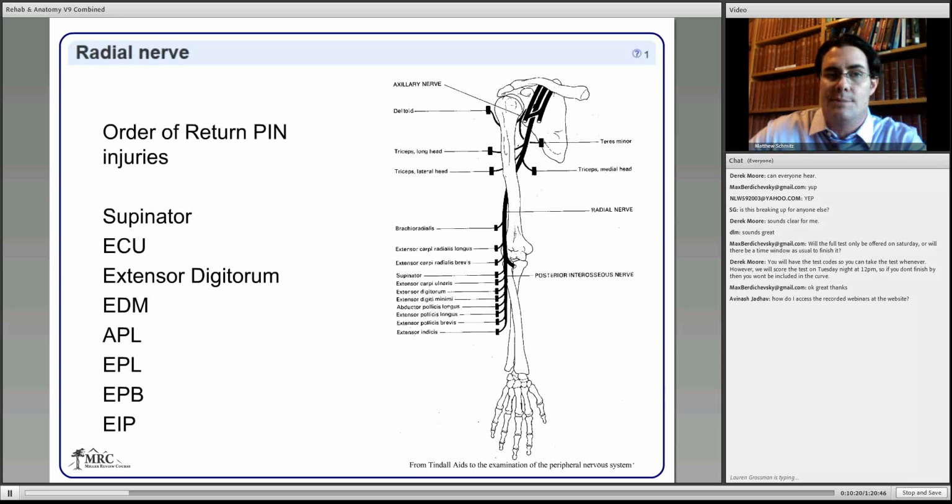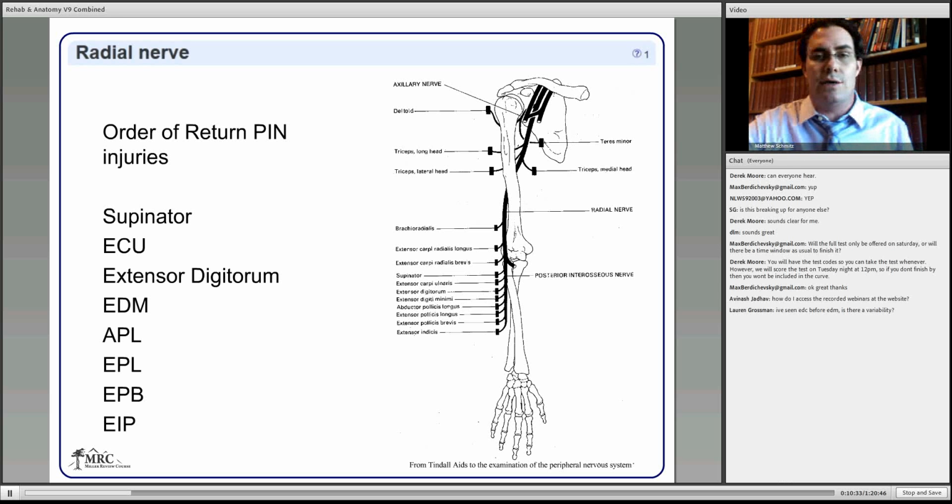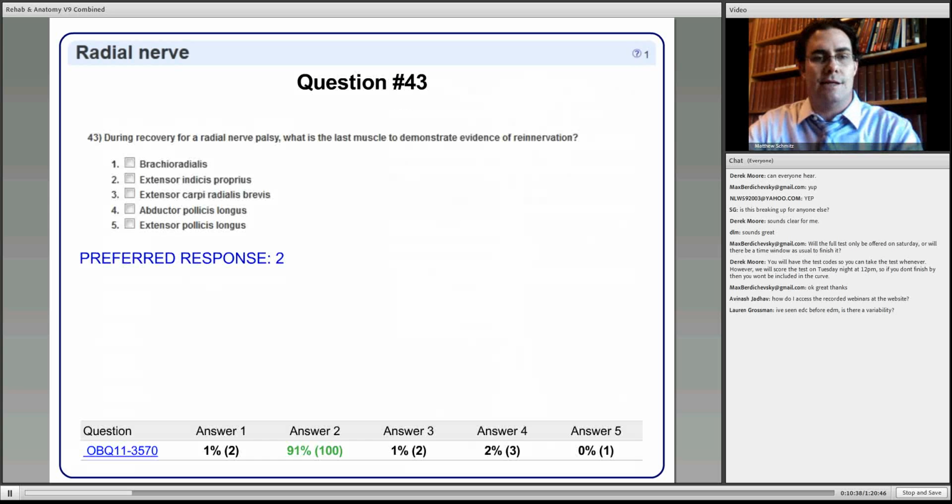In some textbooks, you'll see that ECRB or ECRL are listed, and that can be either the first, that's purely posterior interosseous, but more commonly it has dual innervation, or it will be listed under a radial nerve. So remember, the last one to return, the last muscle to demonstrate evidence of reinnervation is going to be your PIN, which goes to your EIP.